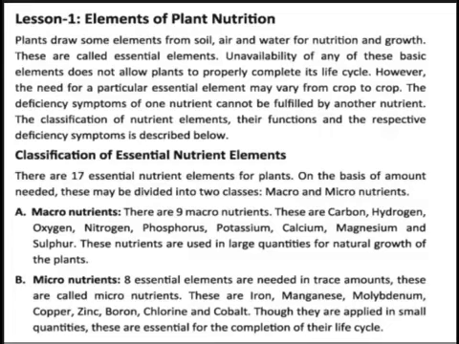And micronutrients, 8 essential elements, are needed in a trace amount. Trace amount means a very small amount. These are called micronutrients. These are iron, manganese, molybdenum, copper, zinc, boron, chlorine and cobalt. Though they are applied in small quantities, these are essential for the completion of the life cycle. That means these 8 elements are needed for more production of plants in very small amounts, but without them we cannot complete the life cycle of the plants.